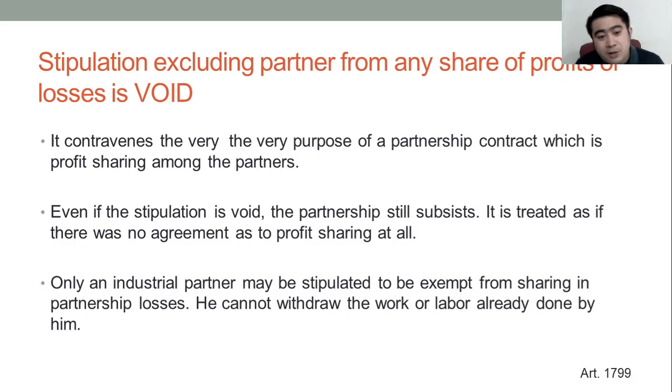Only an industrial partner may be stipulated to be exempt from sharing in partnership losses because he cannot withdraw the work or labor already done by him.